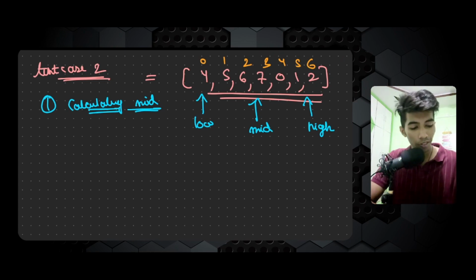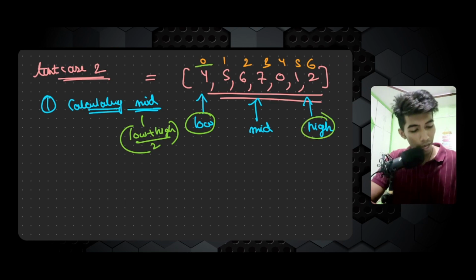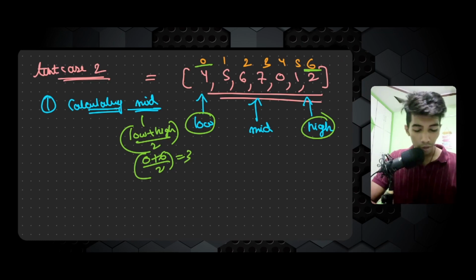Okay, like 0 plus 6, 1, 2. How can we calculate the mid? Mid is calculated as low plus high by 2. So here my low is 0 and my high is at the 6th index. 0 plus 6 by 2 will return me 3. How will we be calculating this?